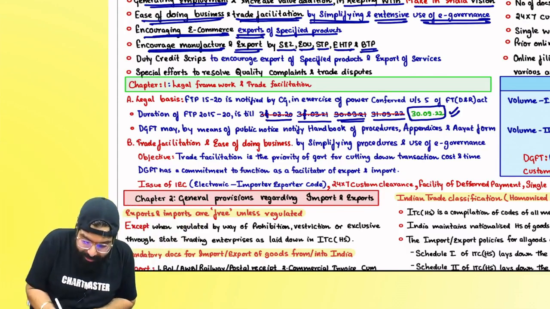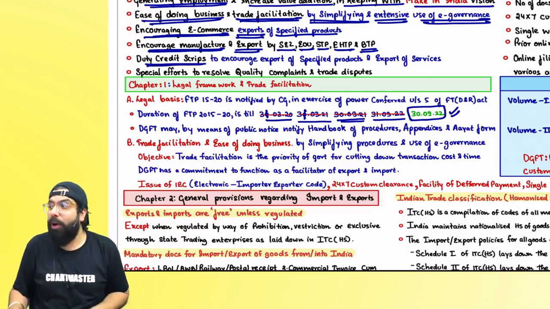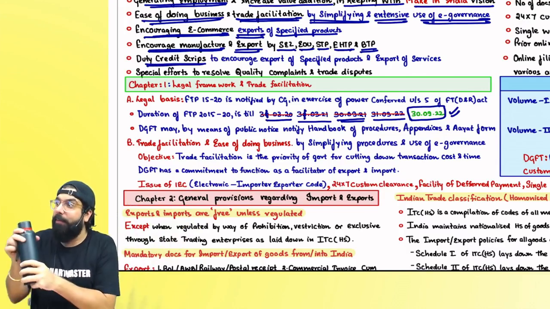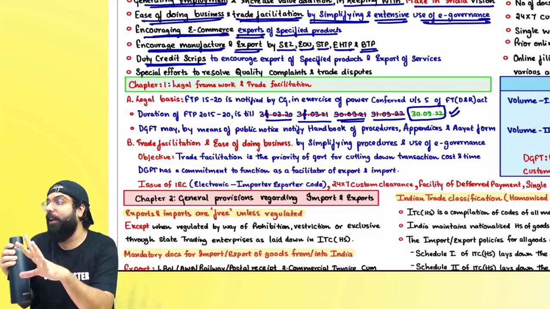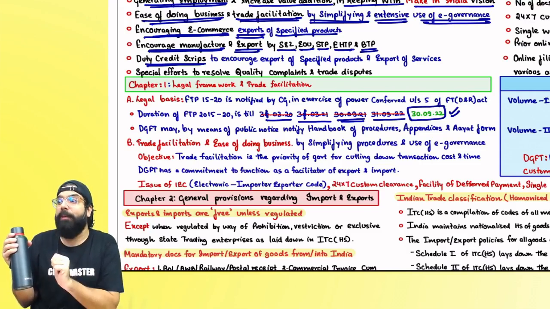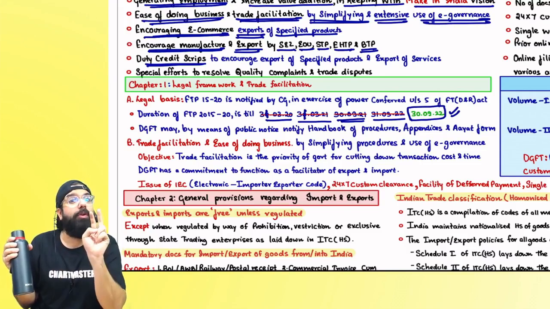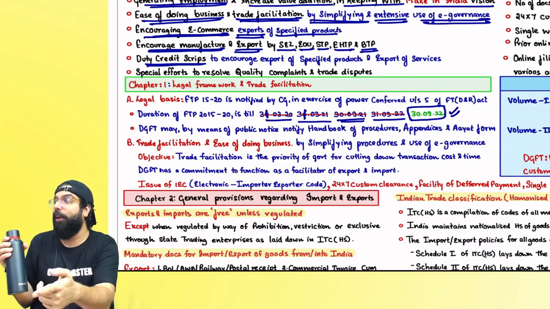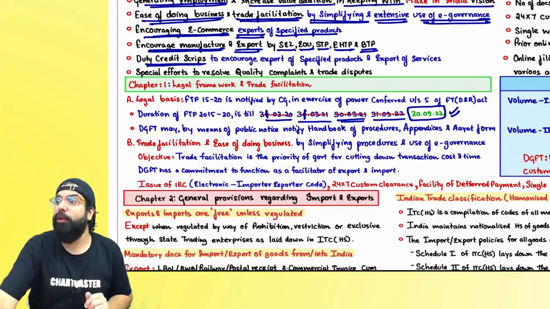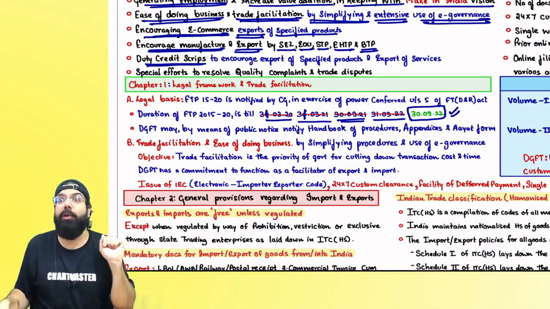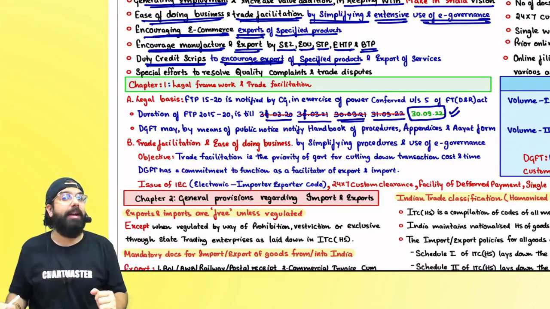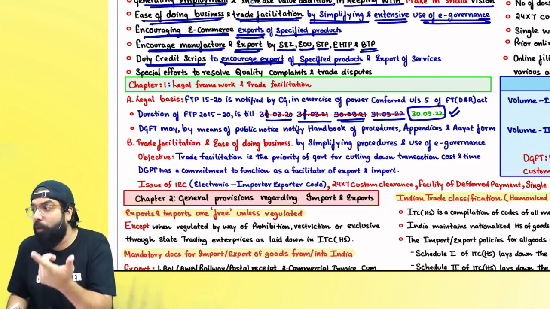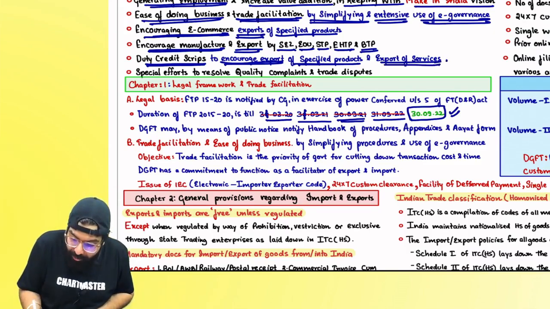The next one over here is duty credit scrip. The government is telling, Ramesh, this item is Make in India, you export this. If you export this, I will give you chocolate. Chocolate is scrip. Sir, I am making 2% less profit if I export. No problem, this 2%, I will give you chocolate. I will give you scrip. You can use the scrip to pay your custom duties. So the government will give duty credit scrip to encourage export of specified products. Whichever Make in India product is not going outside India, they will promote it. Then export of service also.